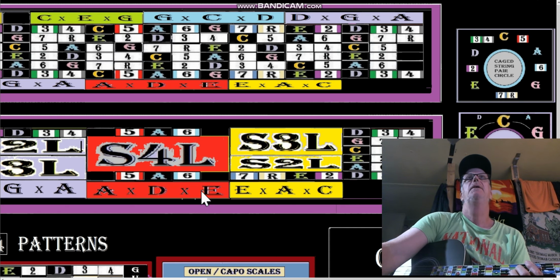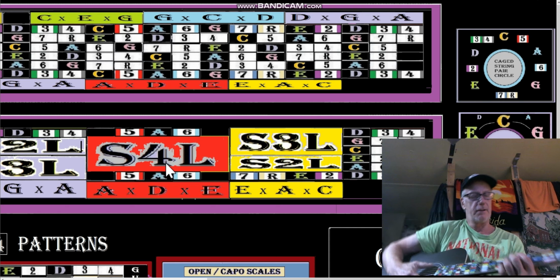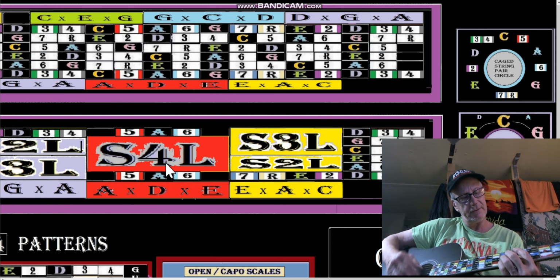It's going to be 5, 6, 7, root, 2, 3, 4, 5, 6, 7, 6, 7, root, 2, 3, 4 wrapped up, and then 5, 6 again on top. This is an S4L right here, so that's why I put an S4L right there. So it goes, okay, we got that D shape.